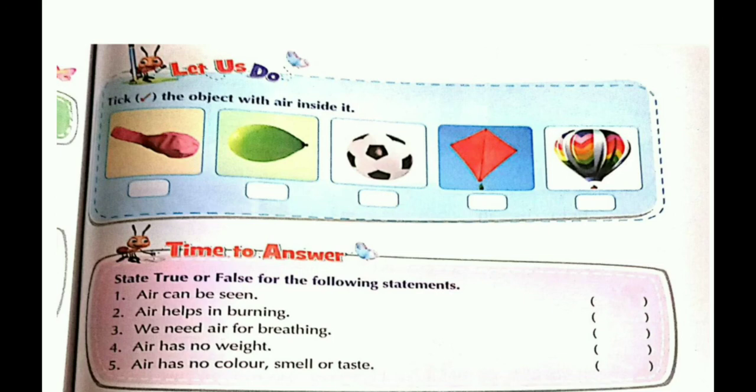Now the next one is state true or false for the following statements. Number 1, air can be seen. So you have to write true or false for these statements. Can we see air? No, air cannot be seen. But here it is written air can be seen. So is it true or false? It is false. Air cannot be seen. So you will write false in the first bracket. Alright. The remaining, number 2, 3, 4 and 5, you do it.